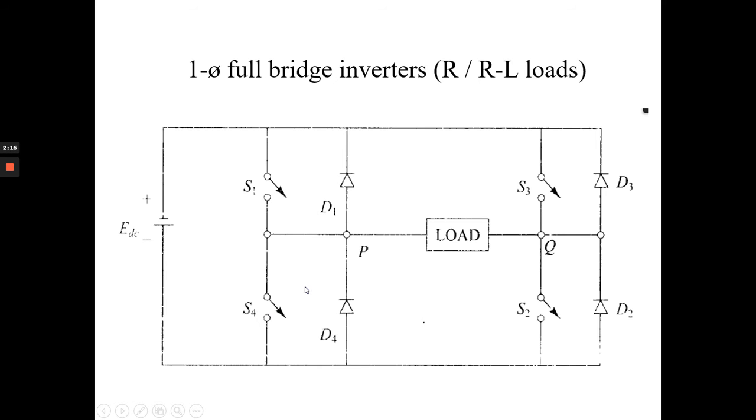Now we'll see single phase full bridge inverter with R and RL load. This is the diagram for the inverter. Consider S1, S2, S3, S4 switches, and at this place transistors are used, or instead of transistors, here S1, S2, S3 and S4 are mentioned.